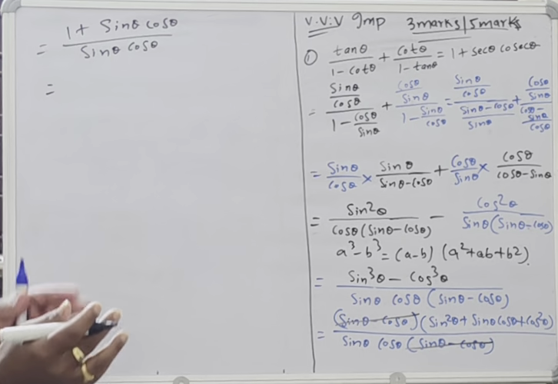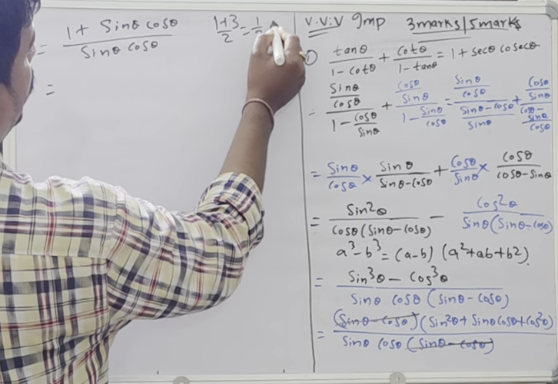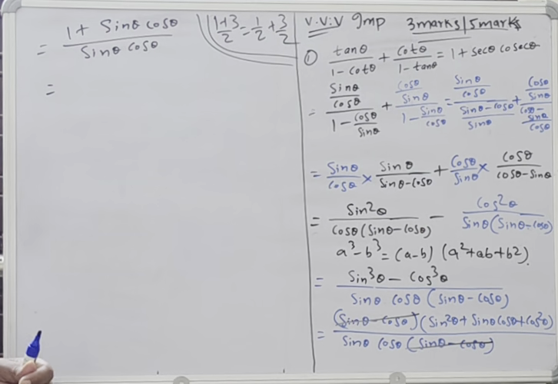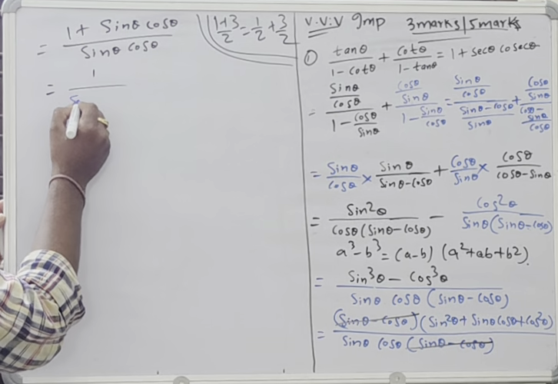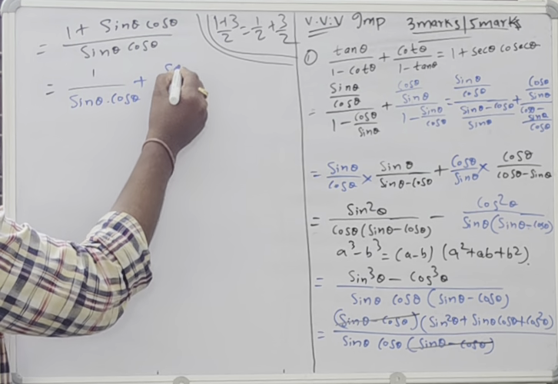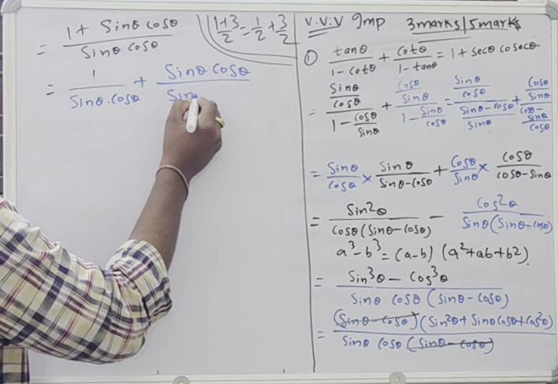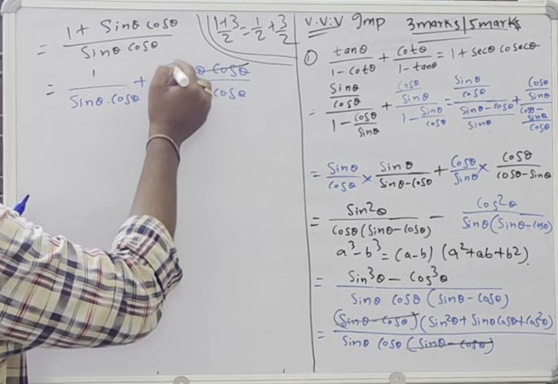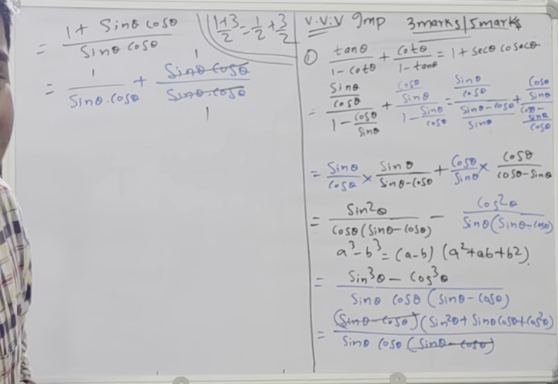Now when you separate it, 1 plus 3 by 2 can be written as 1 by 2 plus 3 by 2. Using this logic we'll apply it here. So it will be 1 by sine theta into cos theta plus sine theta into cos theta by sine theta into cos theta. These two will cancel each other and it's going to become 1. So 1 by sine theta is cosecant theta.